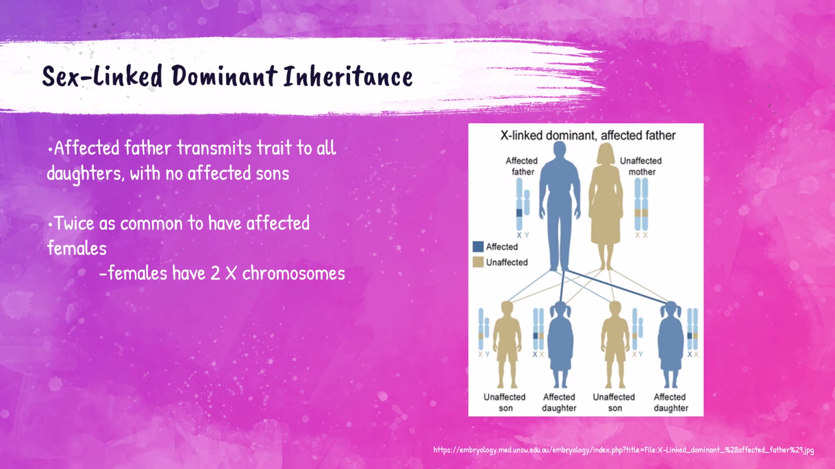On this picture example, we have an affected father and an unaffected mother. So you see there are no affected sons. Why? Again, because the father gave the sons a Y chromosome and the issue is on his X chromosome.